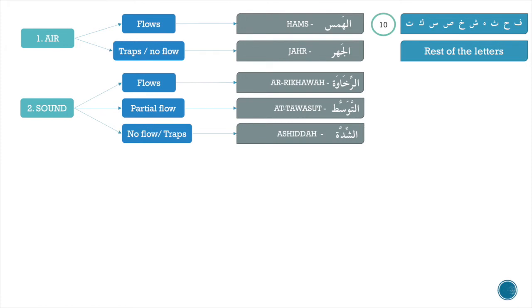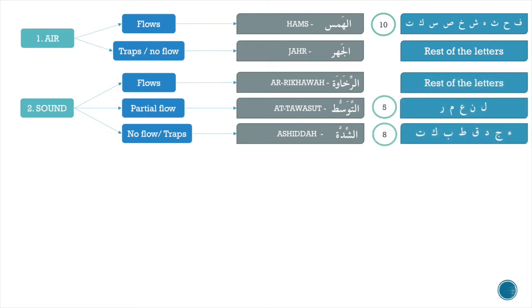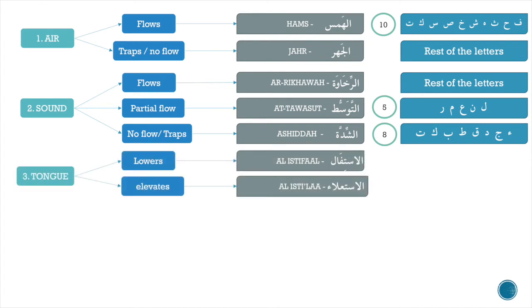Sound flows is known as rikhawa. Sound partially flows is known as tawassut. Sound does not flow is known as shiddah. There are 8 letters of shiddah, ajid, qitta, bakat. There are 5 letters of tawassut, leen, umar, and the rest of the letters fall into the category of ar-rikhawa.